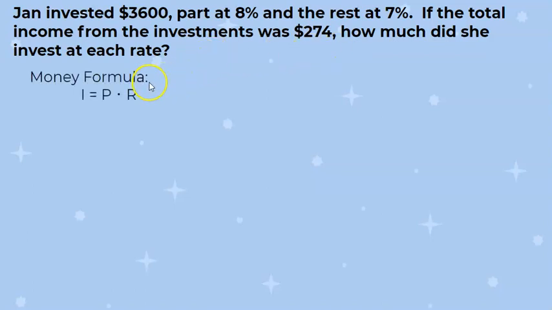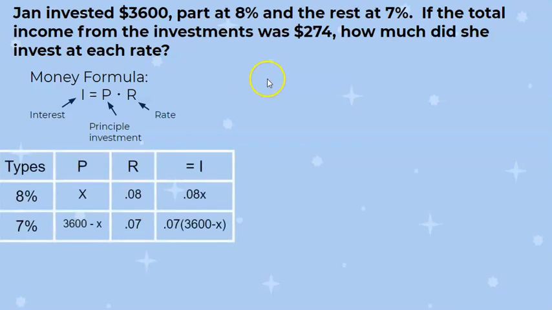So there's a money formula you need to know. Interest equals the principal times the rate. So again, the I stands for the interest. P is the principal investment. That means the beginning amount that you start with. So in this case, it's $3,600, but in two different parts. And then the rate is like the 0.08 or 0.07, the percentages that they're earning interest at.